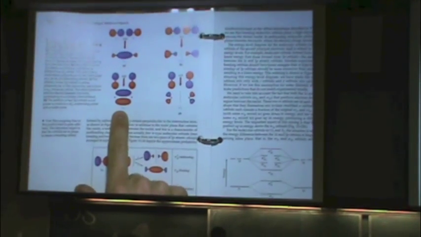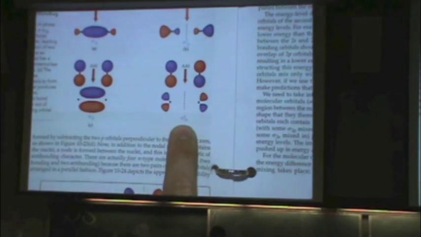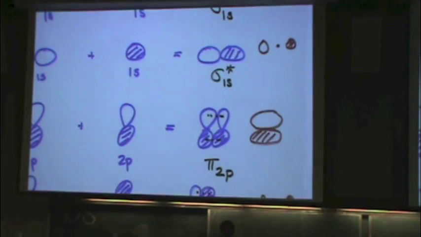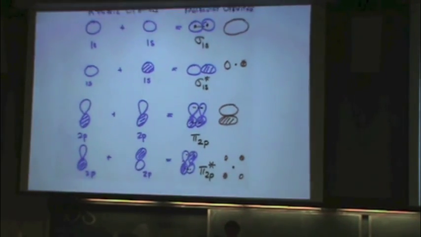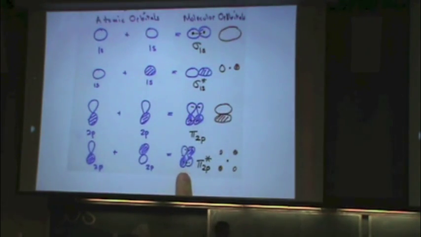Here's the pi 2p right there. See, it just looks weird. And here's the pi 2p star. Okay. So you can look in your book for artistic renderings, but we're going to draw them as in the first case, the blue cases, where we just draw the atomic orbitals right next to each other. So this is a pi 2p star molecular orbital.